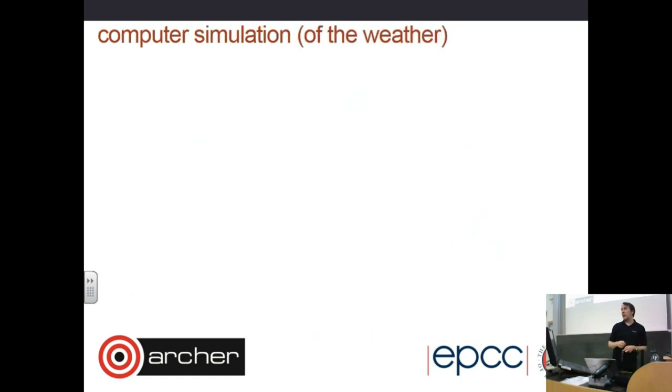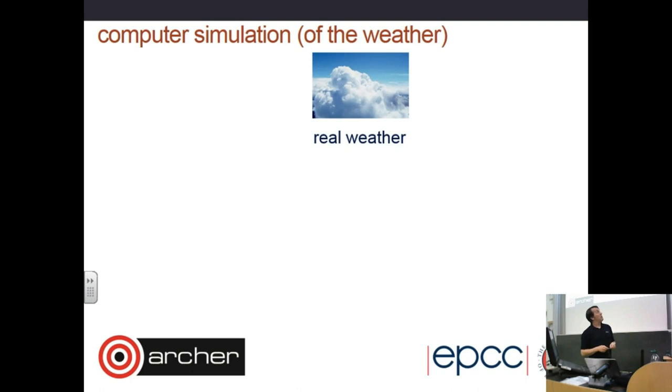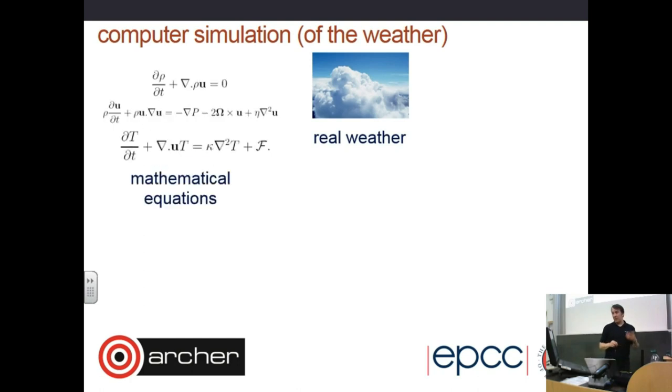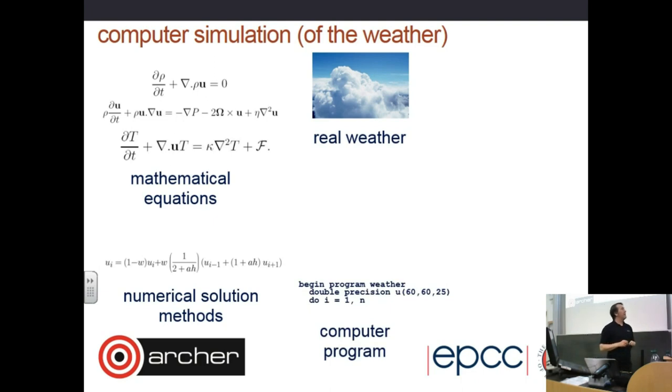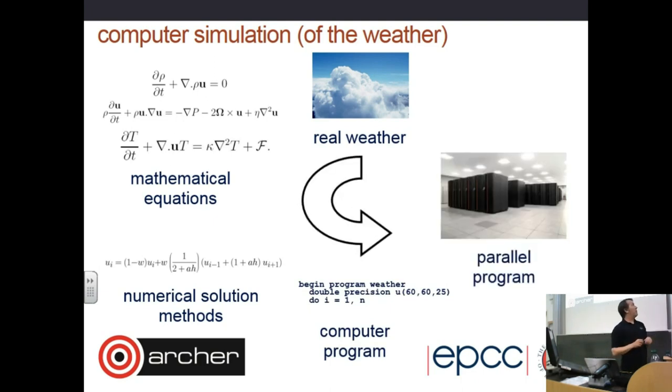The analogy for something like weather forecasting, if you want to compute a simulation of the weather, is it's the same basic steps, all of which are much more complicated, but fundamentally the same. But you have the real weather, which you represent not by pawns on a chessboard, but by some mathematical equations, which might be quite complicated. You'd have numerical solution methods for those, and then you might write a computer program to do it, and then you might write it in parallel. So the fundamental steps from going from the real situation through to the implementation are the same in this traffic model as for something much more complicated like weather simulation.